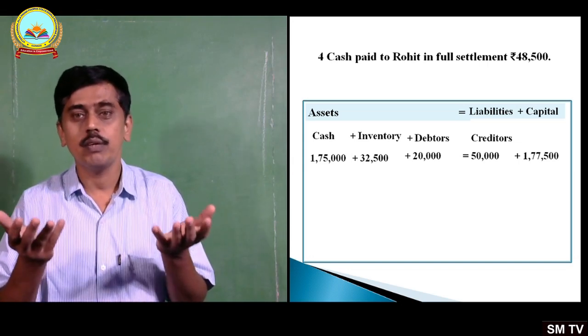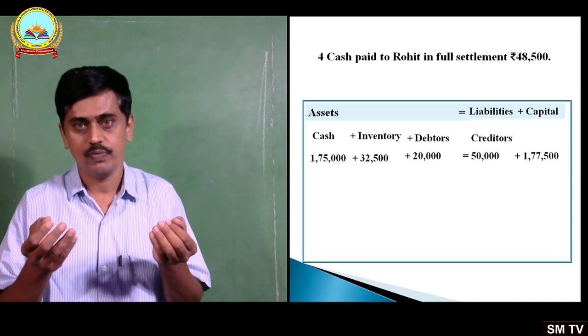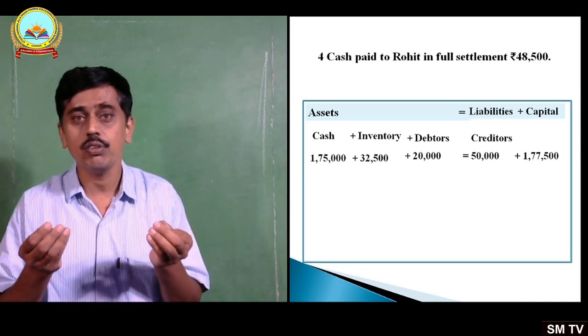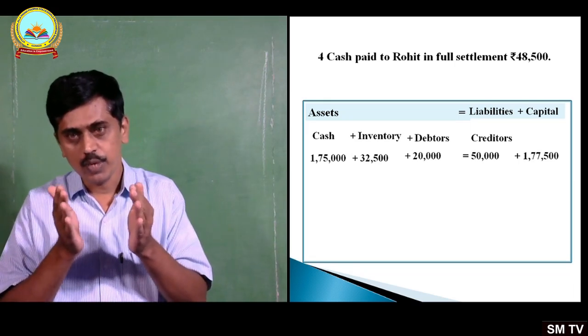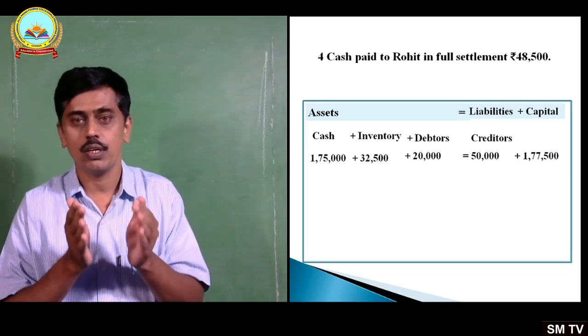2,500 becomes discount received. 2,500 is discount received. This is called cash discount. When a creditor makes a deduction in the amount, it's called cash discount.